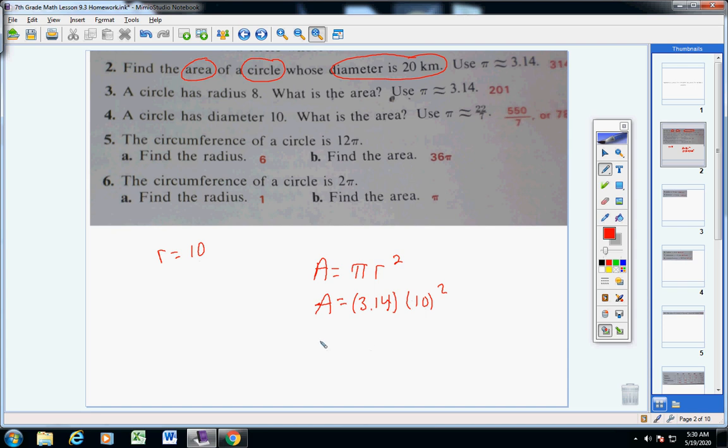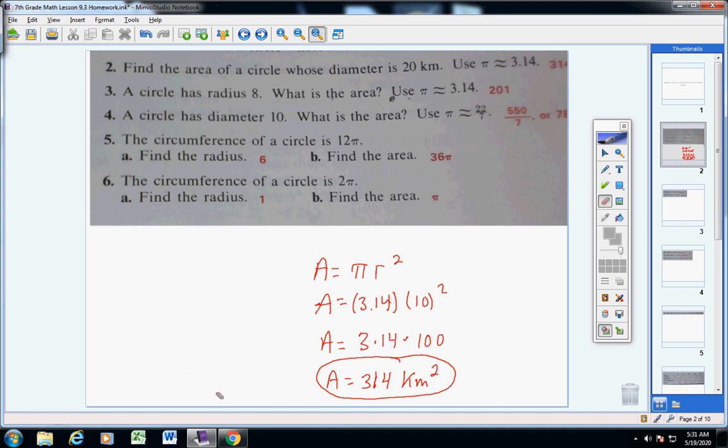so there we go. Square the 10 first, and hopefully we all know that 10 times 10 is 100. All right, and then 3.14 times 100 is 314, and it does not give us. Oh, my bad. Sorry. It does tell us it's kilometers, so the answer is going to be kilometers squared. There we go. All right, moving on to number 3.